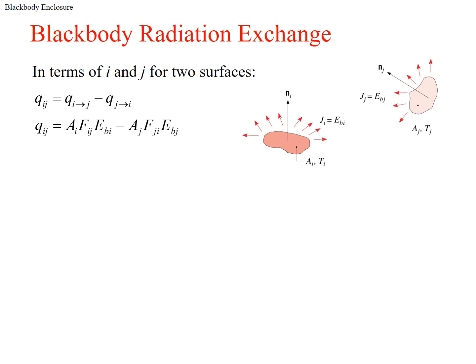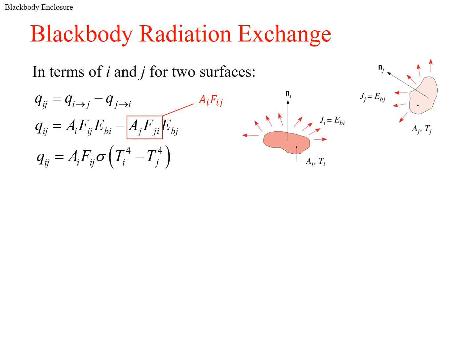In the previous slide, it was just surface 1 and 2, but now we're suggesting that this could go from 1 to any surface, or from any surface to 1. There could be many combinations of this relation for different surfaces. Now, same as before, in order to simplify later, I want to replace my Aj Fji with Ai Fij. We know that we can apply this rule from the view factor rules that we covered last time.